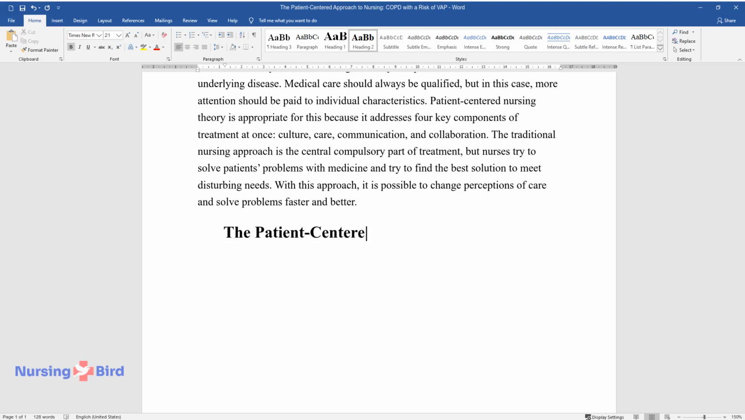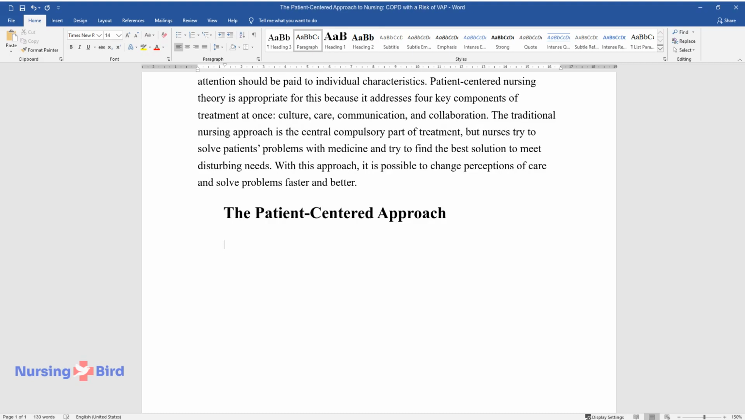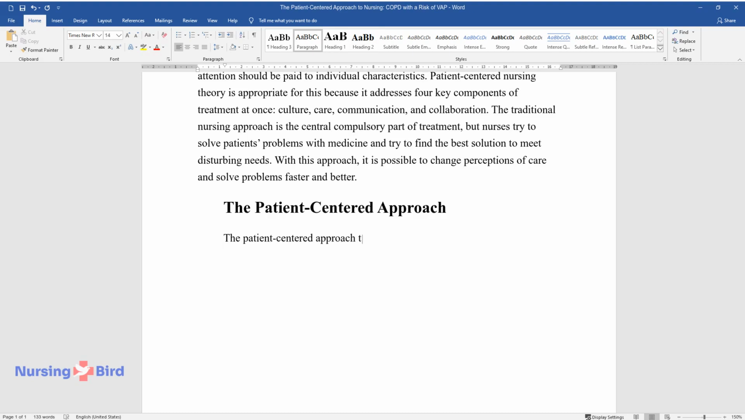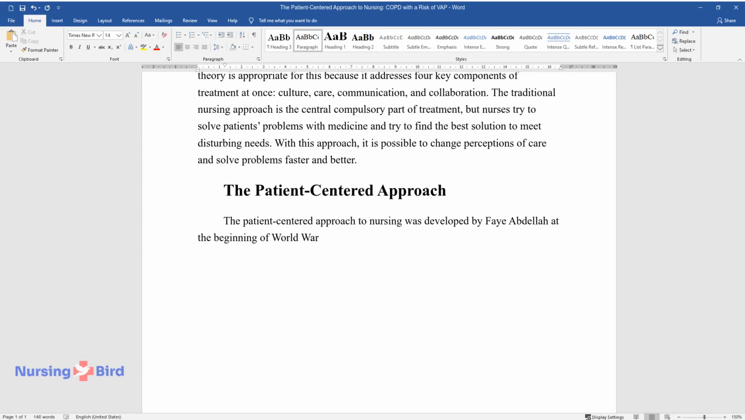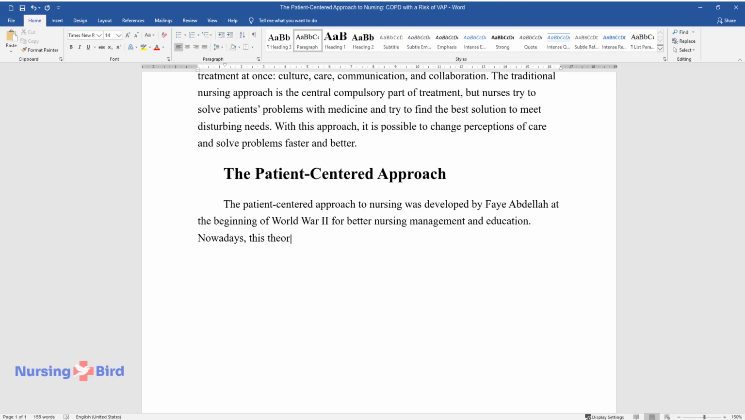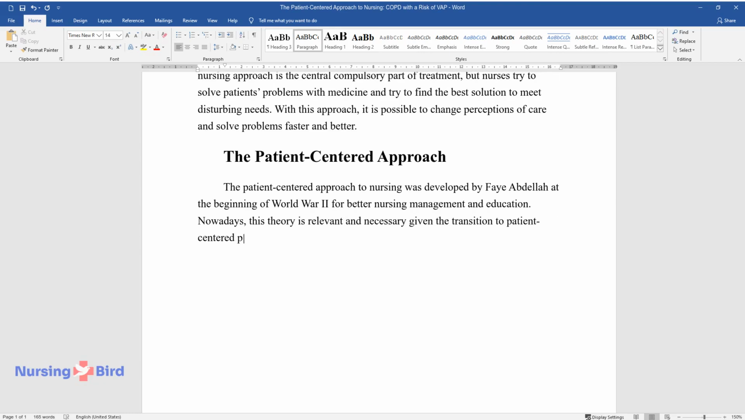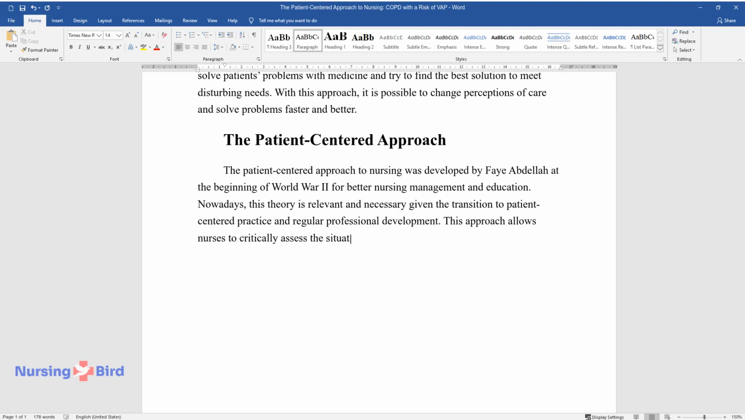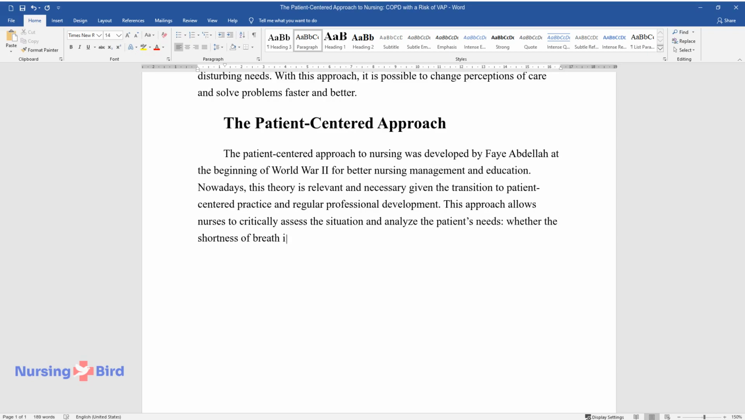The patient-centered approach. The patient-centered approach to nursing was developed by Faye Abdellah at the beginning of World War II for better nursing management and education. Nowadays, this theory is relevant and necessary given the transition to patient-centered practice and regular professional development. This approach allows nurses to critically assess the situation and analyze the patient's needs, whether the shortness of breath is really caused by COPD and not a criterion for VAP.